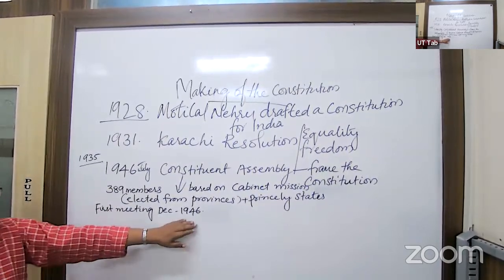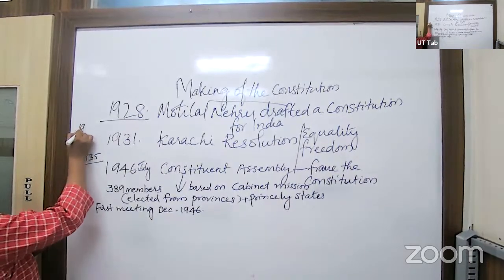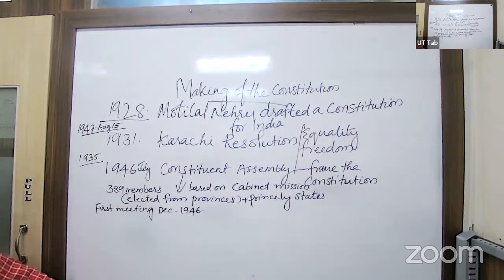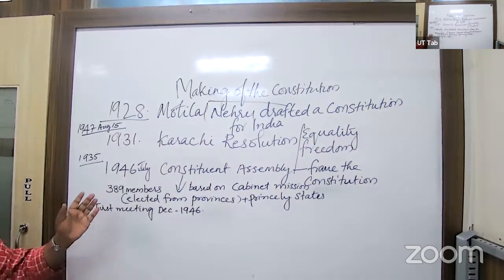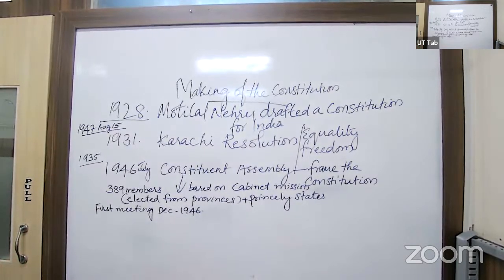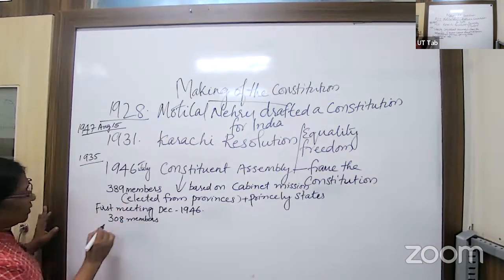Now you see, December is the end of 1946. We got independence on 15th August 1947. So there was a gap of very few months. By that time, India was divided into two. When they started their work, they were together. Now, in the middle, it was separated. That was a big problem. Because of that, its membership was reduced to 308. Understood? After partition.